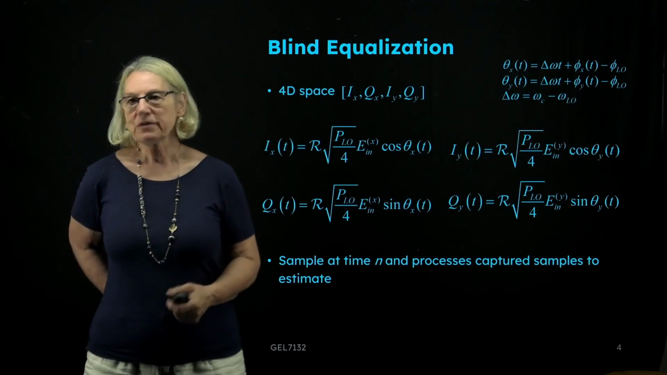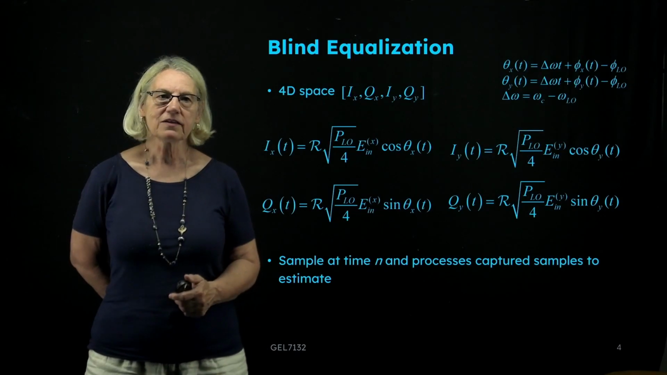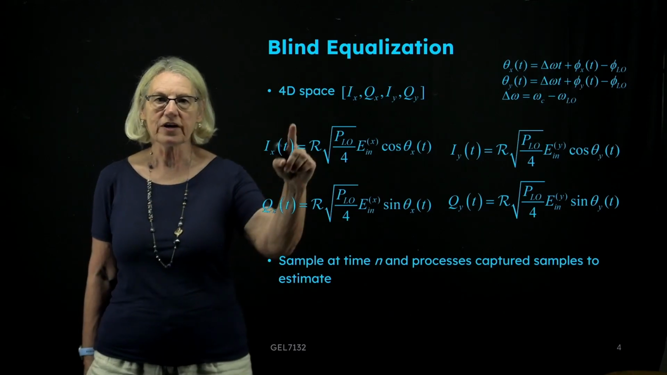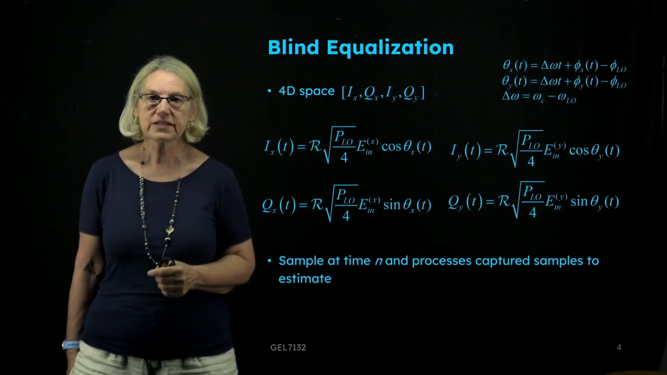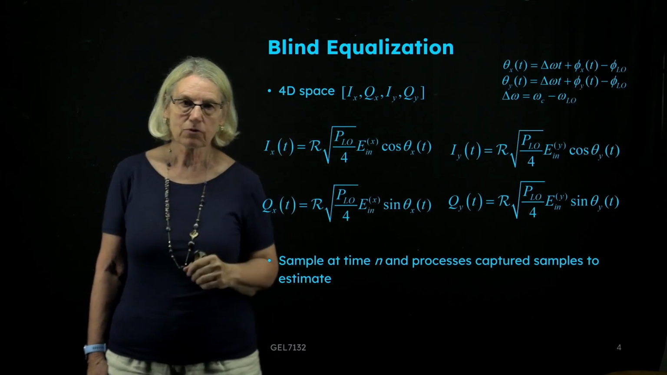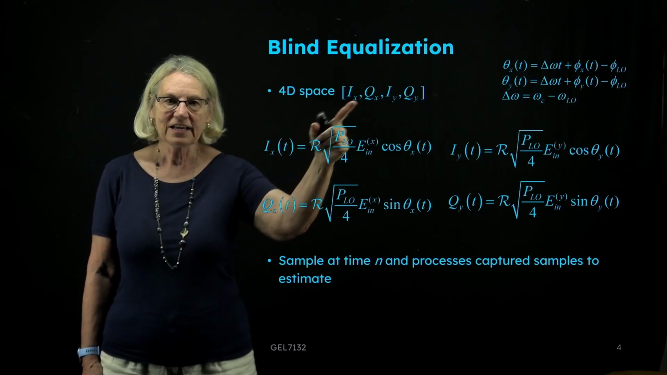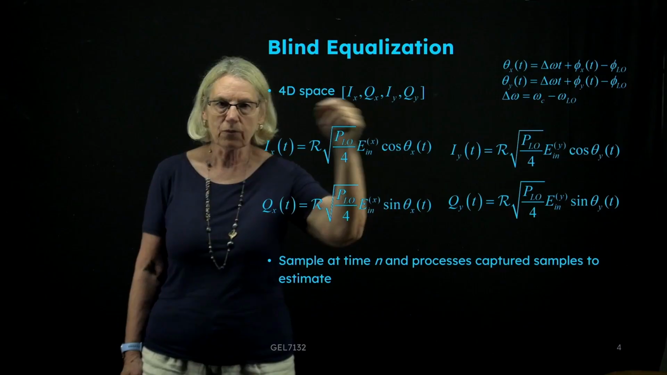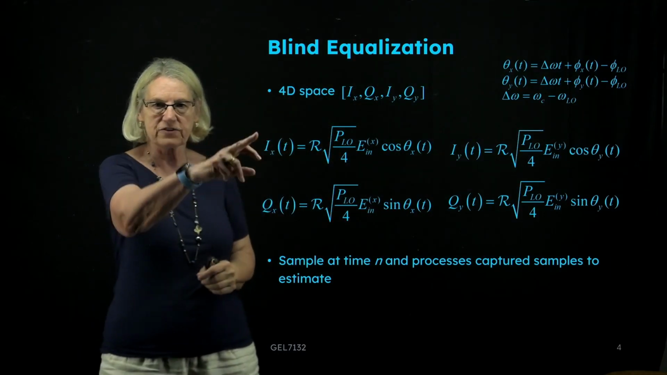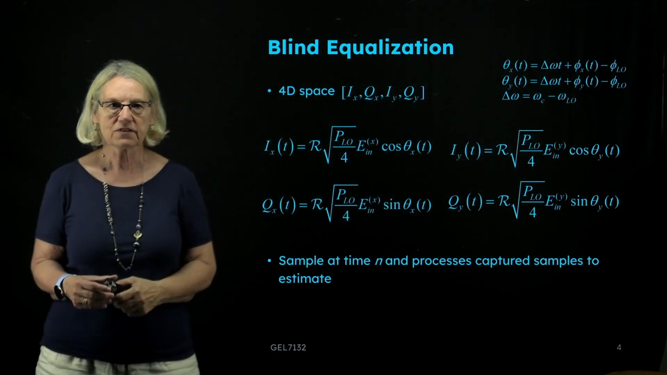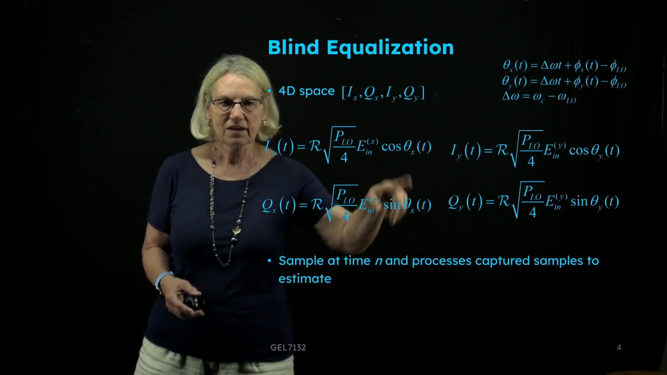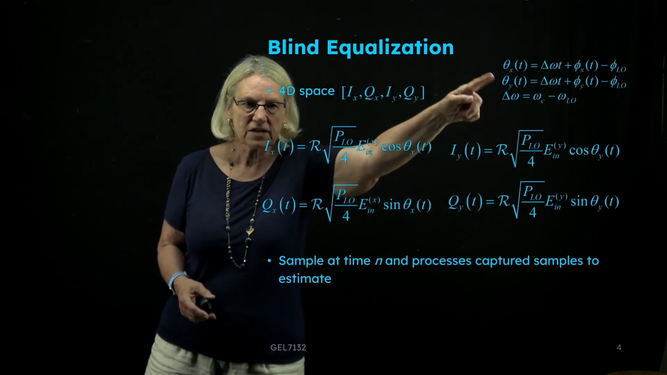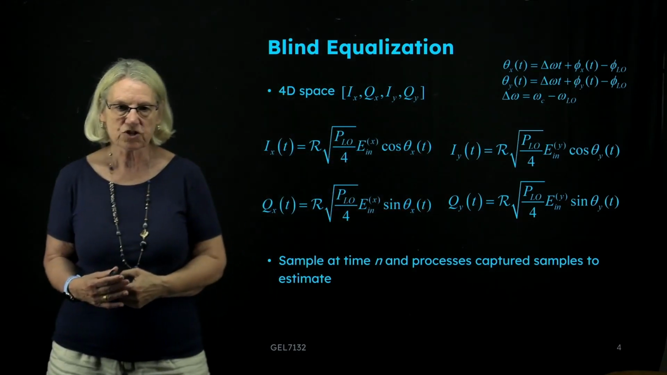So we're going to be doing blind equalization. And this blind equalization is going to occur in a 4D signal space. 4D signal space means my vector is 4 by 1. I and Q on the X polarization coming out of the coherent detector, I and Q on the Y polarization coming out of the coherent detector. And these are the equations that we have seen for these outputs, where the argument of the sine and cosine are defined by these terms.